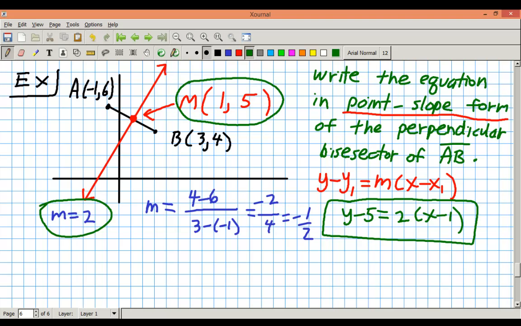Okay, let's do a quick review of what we learned in this video. We learned about the perpendicular bisector theorem. That is, if a point lies on the perpendicular bisector of a segment, then it is equidistant from the endpoints of the segment. We also learned the converse of that theorem. That is, if a point is equidistant from the endpoints of a segment, then it lies on the perpendicular bisector of that segment.